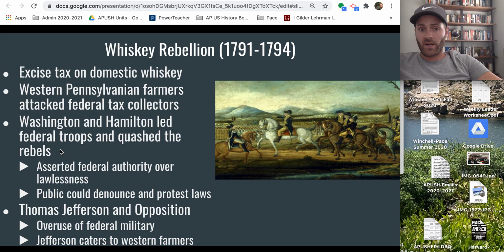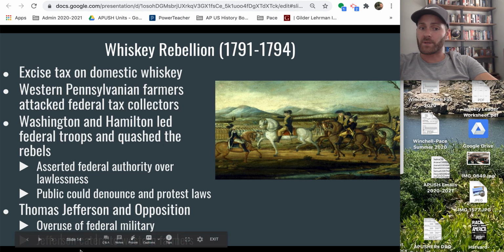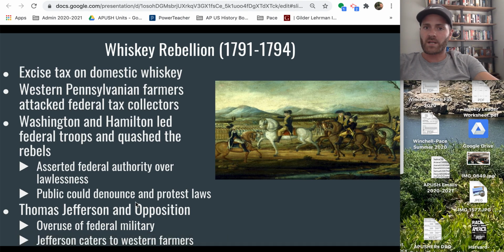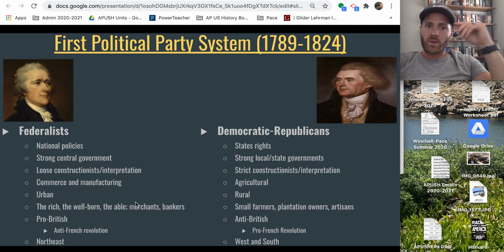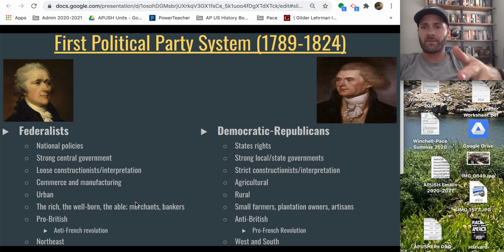Now, this is really going to upset Jefferson and his supporters because he's going to argue that the military should not be used to put down people's right to protest, and rebellion is healthy for a republic because it keeps things fresh and new, and it keeps the government in check, and thus he's very upset that the federal government overreacted to this rebellion. This is going to make Jefferson very popular to the Western frontier, less rich farmer class, which is going to play a role in his presidential election in 6 years after this, in 1800. Okay? So this is what gives us our first political party system, which is going to take us for our first 35 years of the country, of Federalists versus Democratic Republicans.